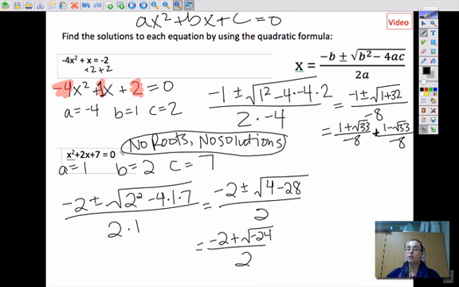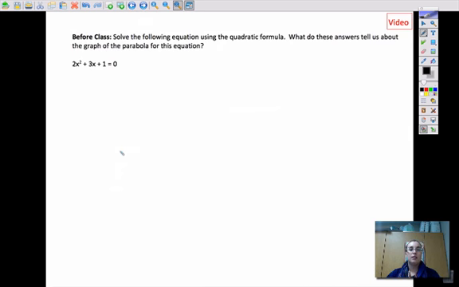So go ahead and solve out this before class question. You're going to solve it using the quadratic formula, and then I do want you to think about the context. Tell me what the answers that you get tell you about the graph of the parabola for the equation.